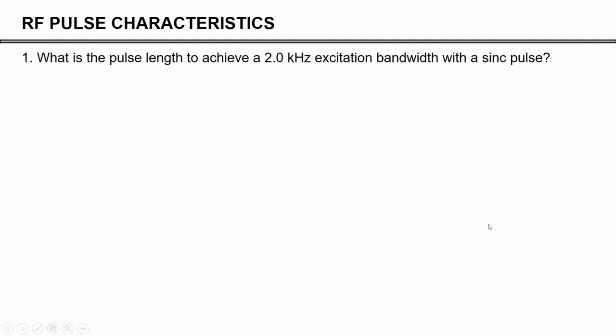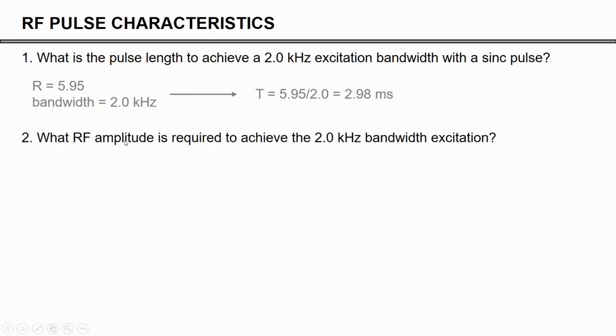So a very common question that you may have is, okay, I want to excite a bandwidth of 2 kHz and I want to use a sinc pulse. How long does that sinc pulse need to be to achieve this excitation bandwidth? Well, if you look into the table, you can see for the sinc pulse, the R value is 5.95. The bandwidth that you want is 2 kHz, and therefore the pulse length is R divided by bandwidth, about 3 milliseconds.